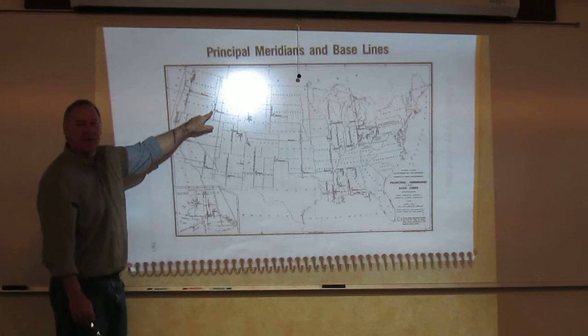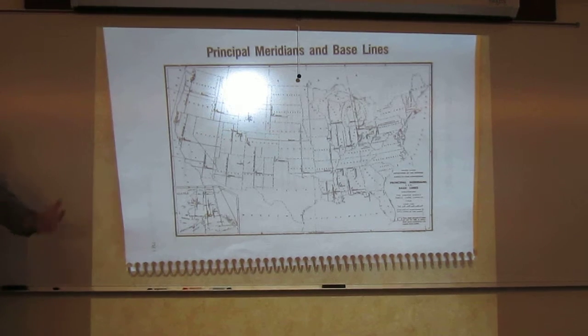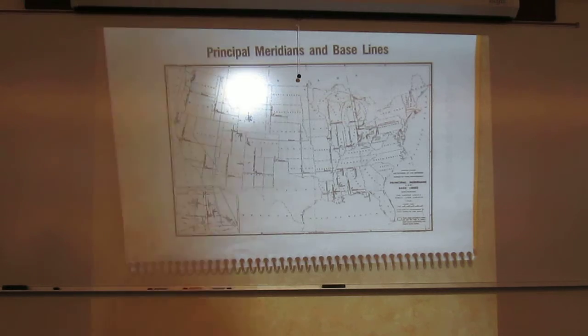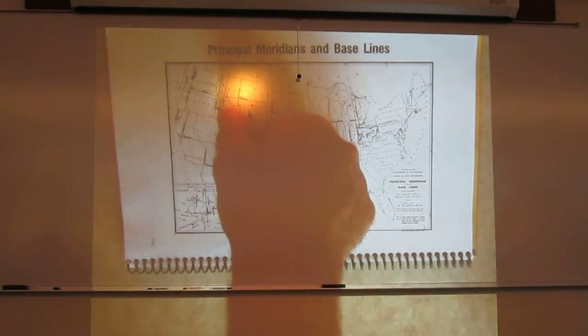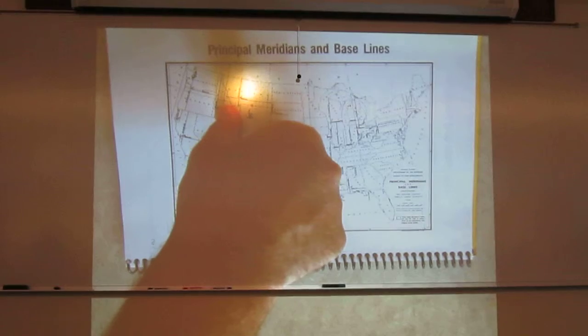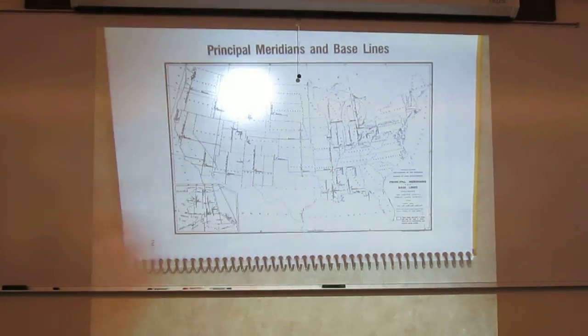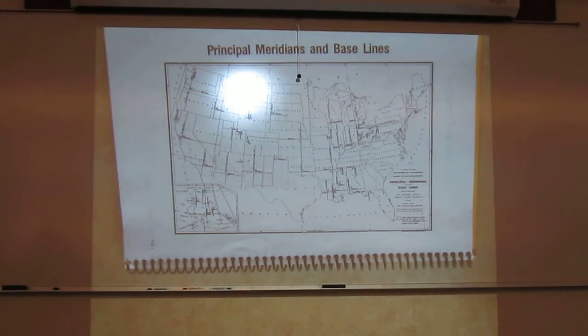Ours is called the... does anybody know which one we use? It is the Boise Meridian. Now it's actually in the town of Kuna. Okay, it's this one right here. So that is our baseline.